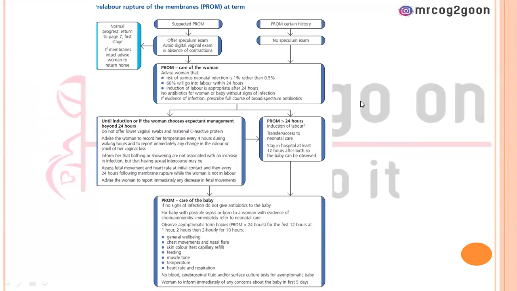Pre-labor rupture of membrane, PROM. It has its own guideline. I put it here, but it has its own guideline. So I will explain it with its own guideline.